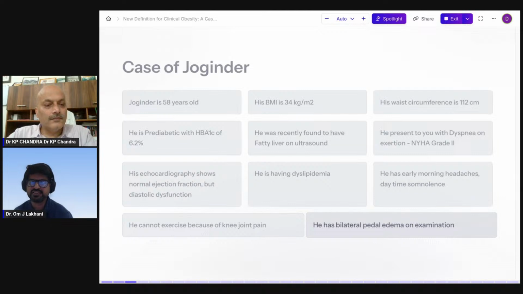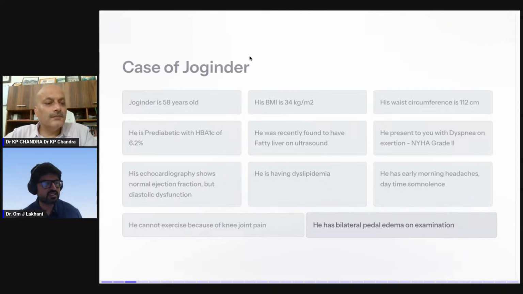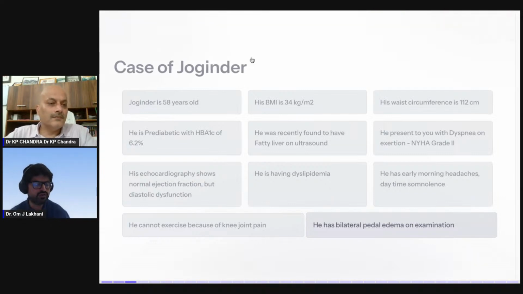So these are the two cases. And at the outset, Dr. Chandra, what do you make of these two cases? So as you can clearly see, the BMI puts both of them in the same category.